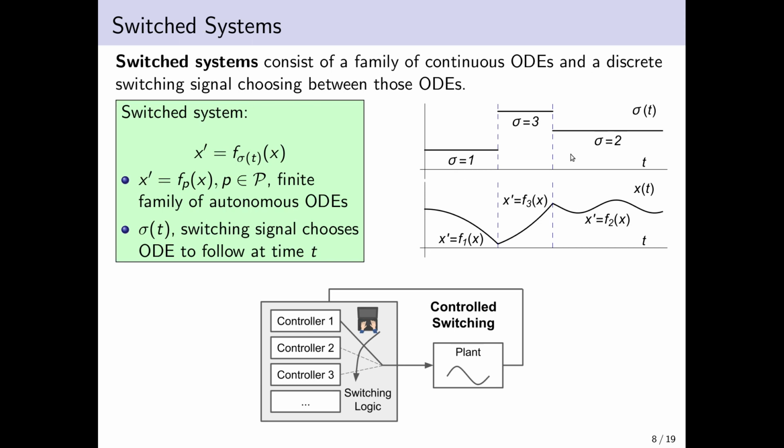Accordingly, the switch system follows this switching signal by following the first differential equation until the first switching time. It switches to the third differential equation, and then at the next switching time, it switches to the second differential equation, and so on and so forth. You can think about this as a mathematical way of describing a system where there is some kind of switching logic that is choosing between different controllers to apply for a given plant on each time interval.